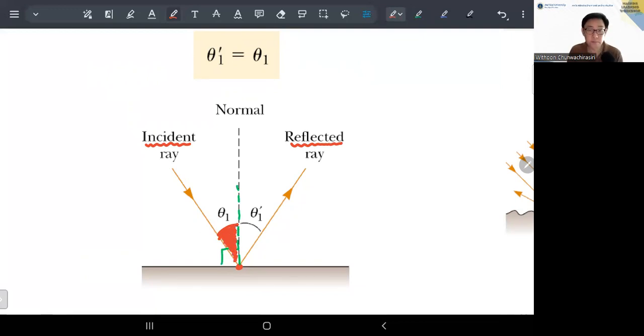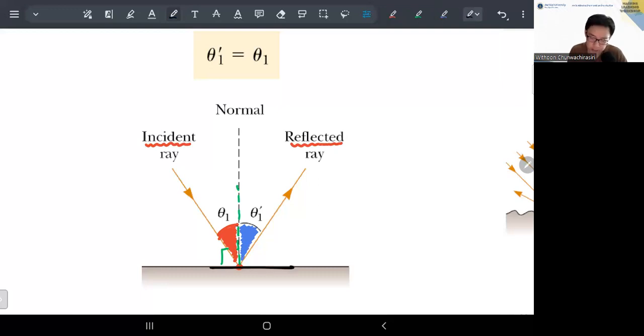Cool? So that's why we can call this theta 1 the incidence angle. And on the other side, the refracted angle is the angle that you measure with respect to the normal line as well. I think you understand why we would like to use the normal line, not just the interface. But Ajahn, why don't we just use this horizontal line over here?